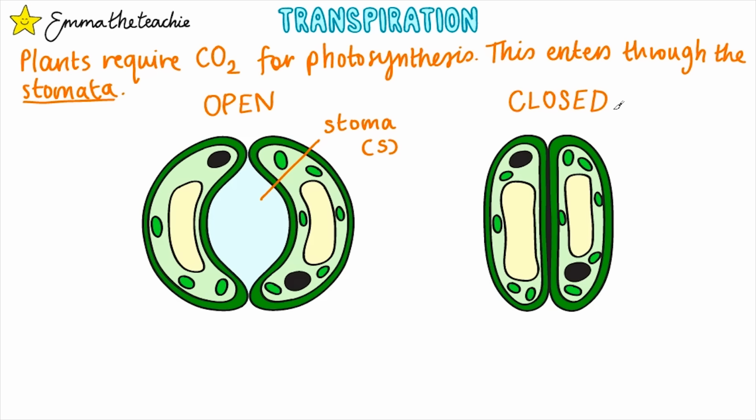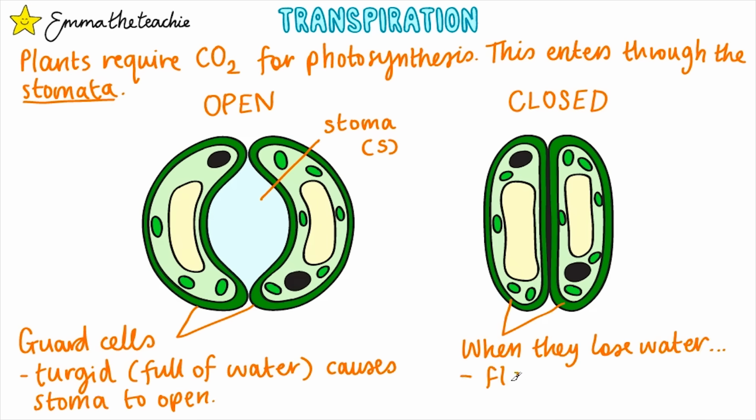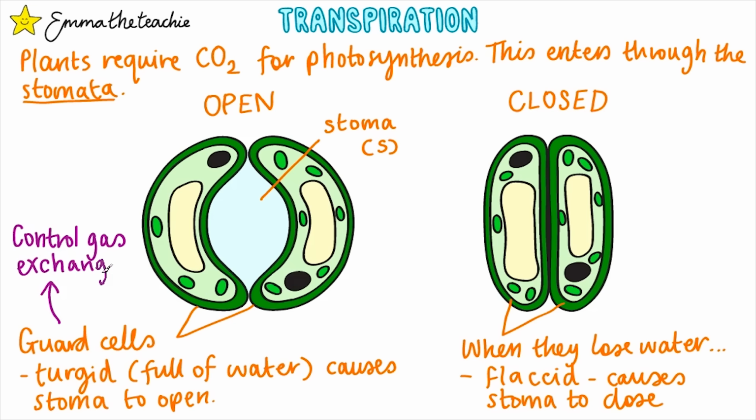This opening and closing is controlled by the guard cells, which are found on either side of the stomata here. In this diagram, the guard cells are turgid. That means they're full of water, and this gives them this particular shape that causes the stoma to open. When the guard cells lose water, they become flaccid, and their shape becomes more rectangular, which closes the stoma. The guard cells control gas exchange.